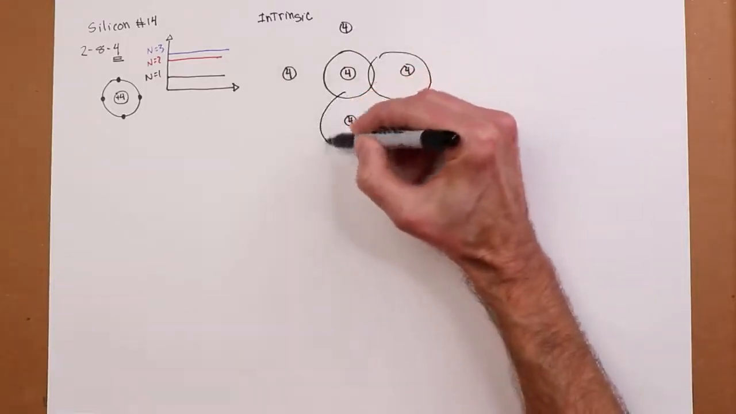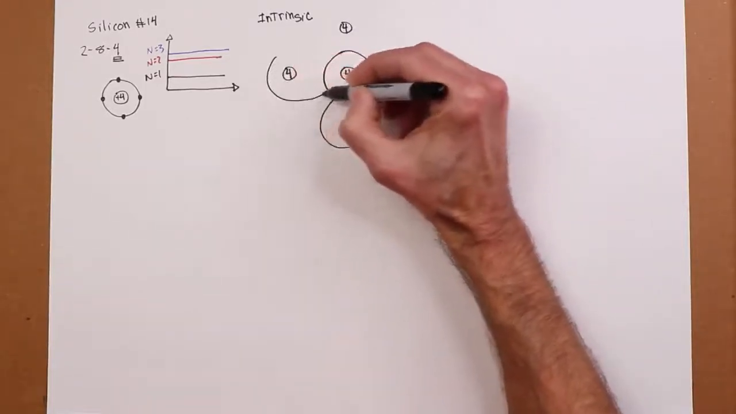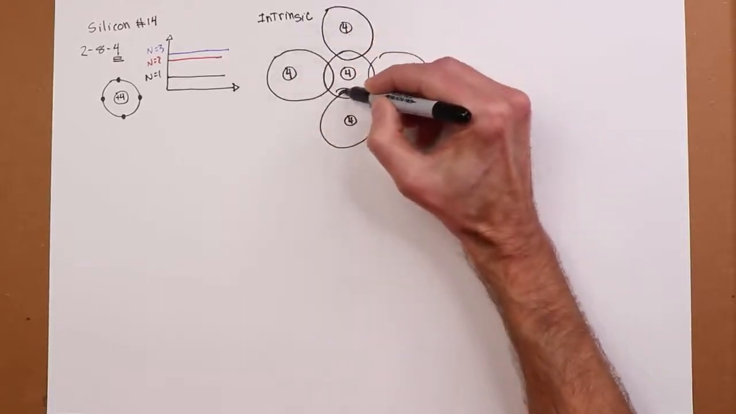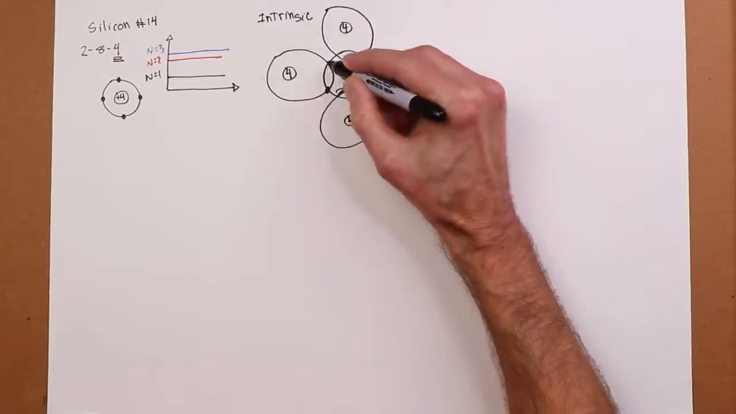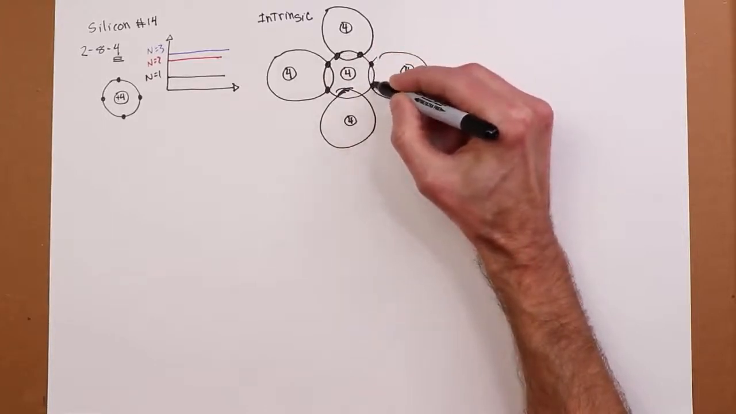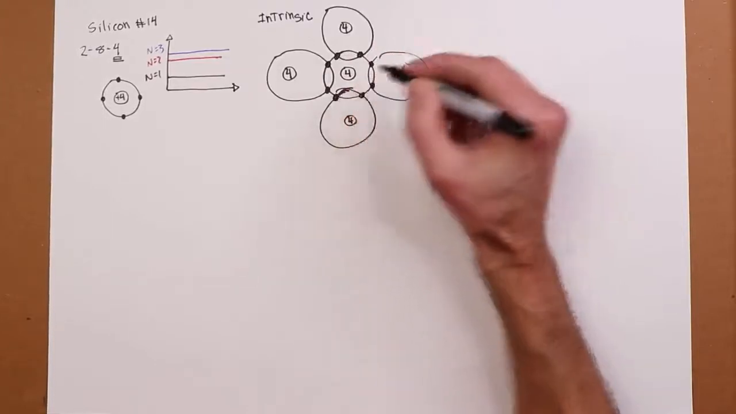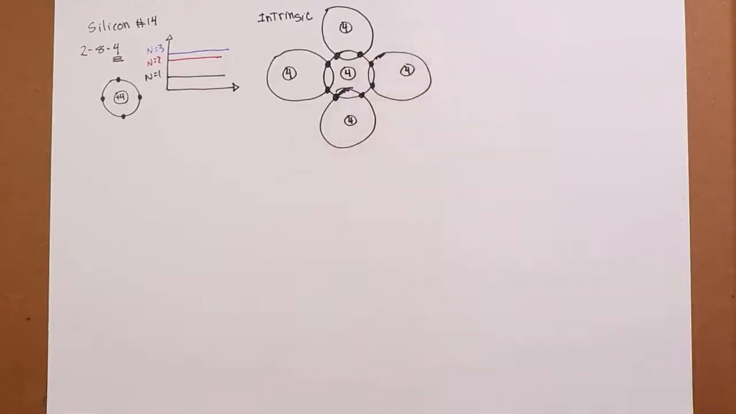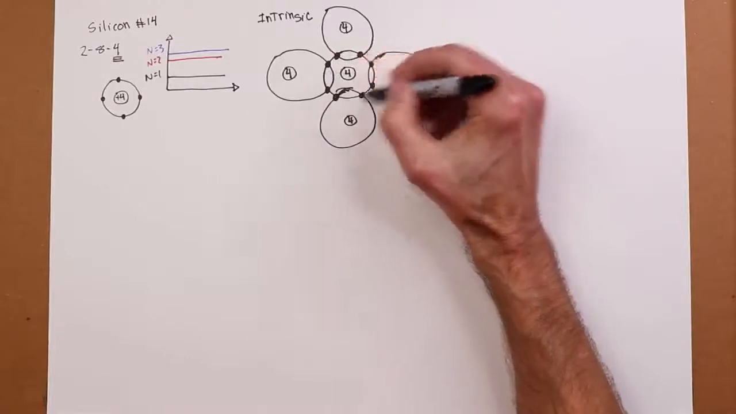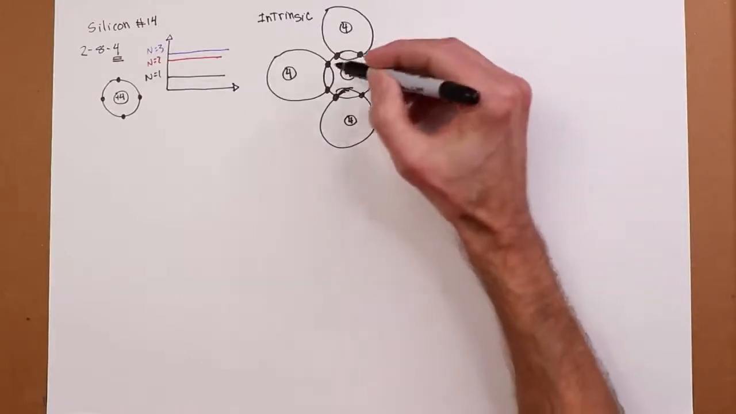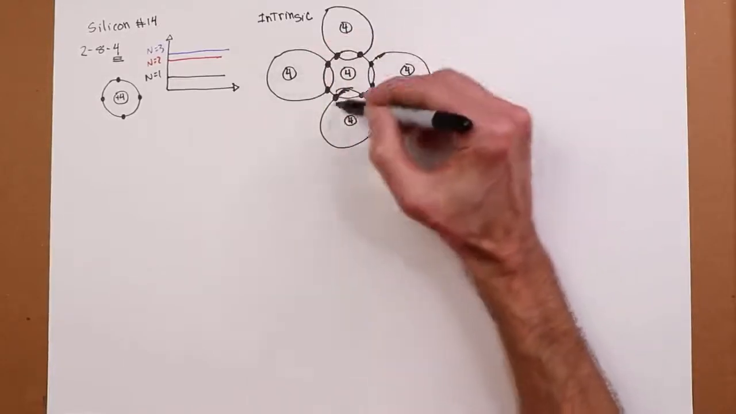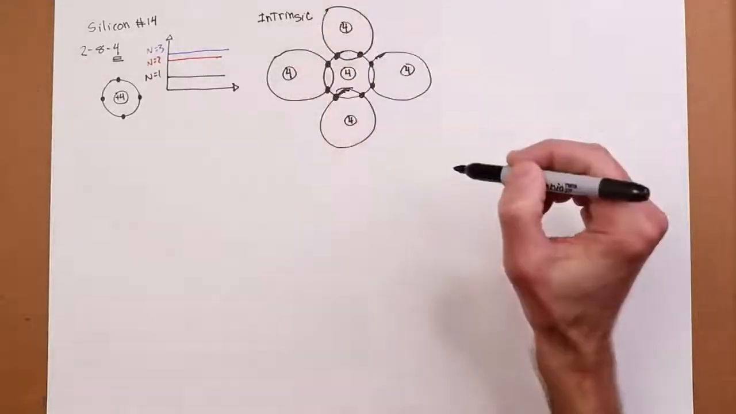what winds up happening is we get a sharing of electrons. So we have something that looks like this. This gets us 8 electrons in the valence, which makes for a nice, stable system. So basically what ends up happening is we have the 4 that we started with for our center one, and then it shares one with this neighbor, and it shares one with this neighbor, and this neighbor, and this neighbor. And likewise, they're doing the same thing.